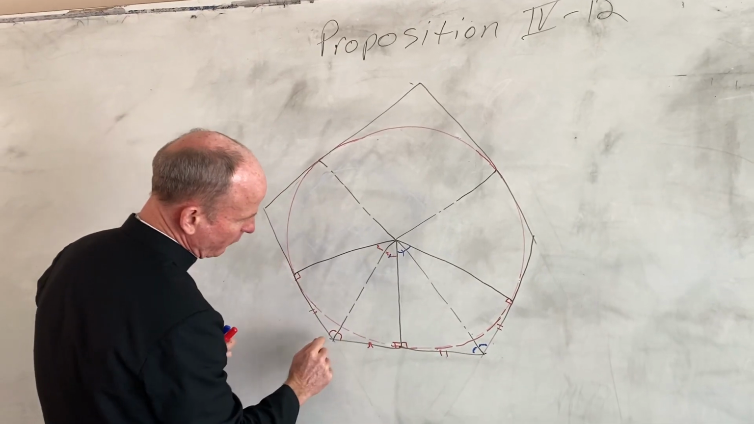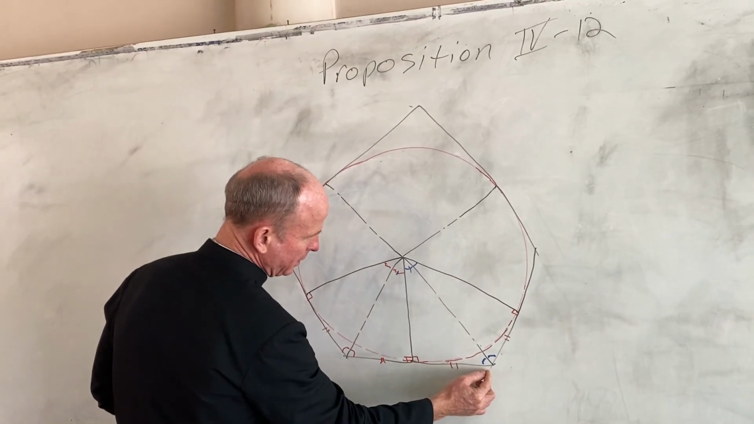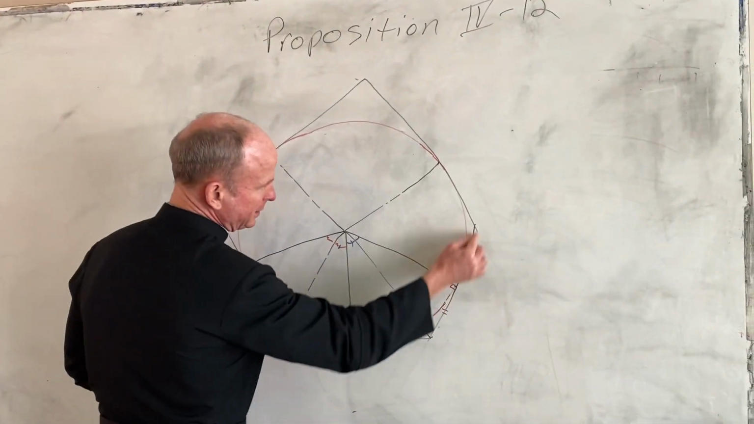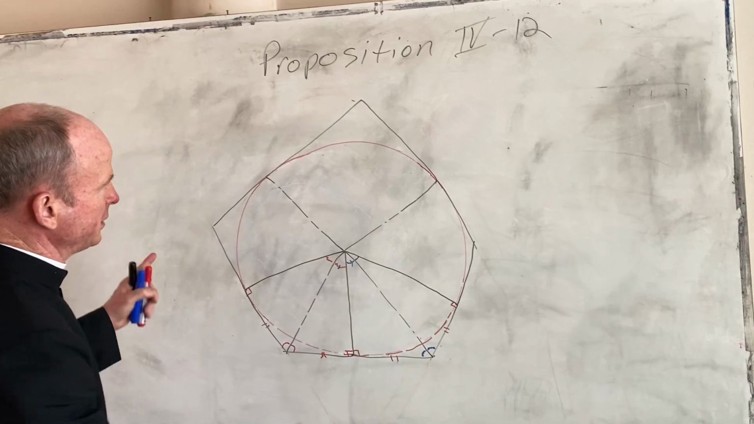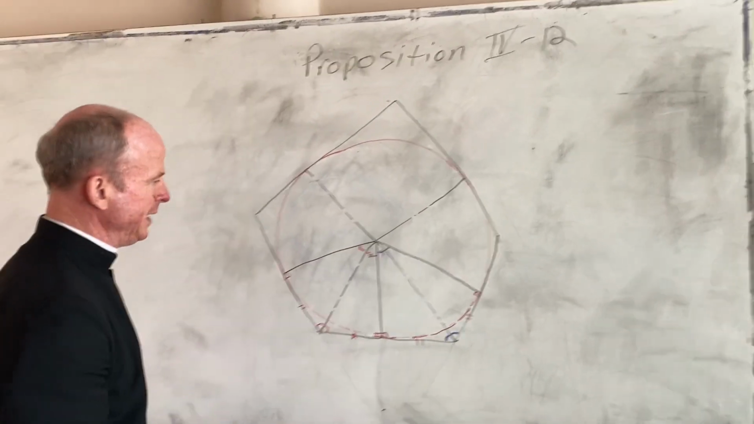That is to say, this side of the pentagon is equal to this side of the pentagon. Likewise, we show that this side of the pentagon is equal to this side, equal to this side, equal to this side of the pentagon. Therefore, this pentagon has been proven to be equilateral.